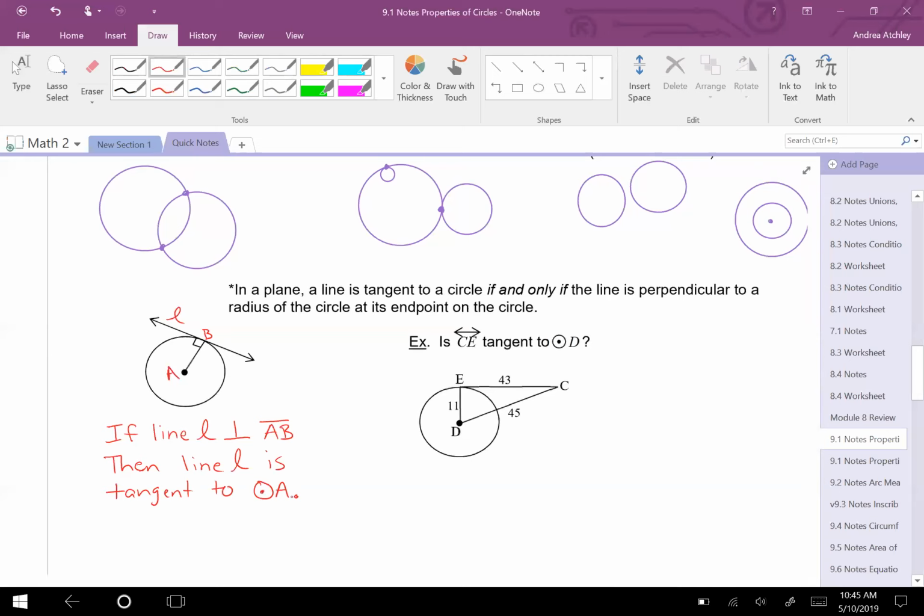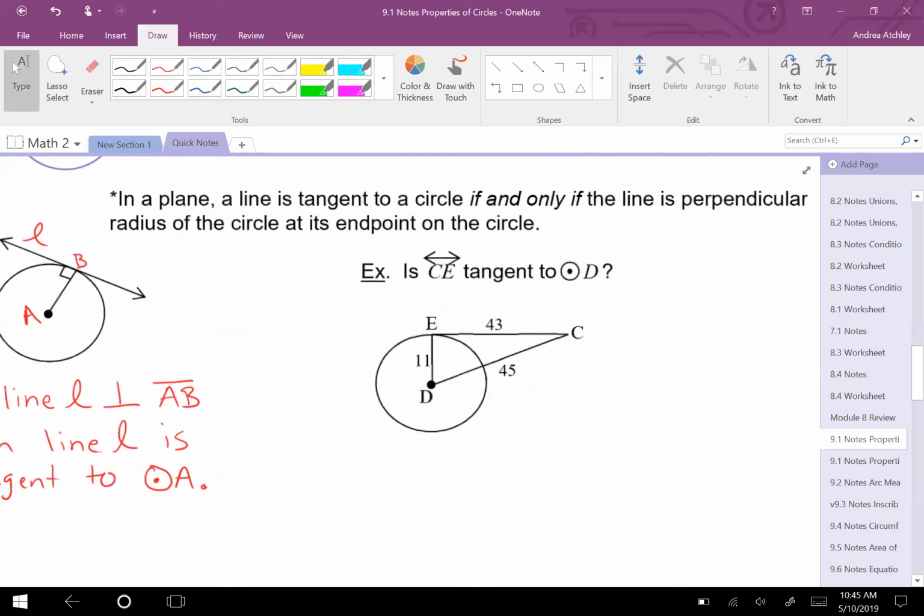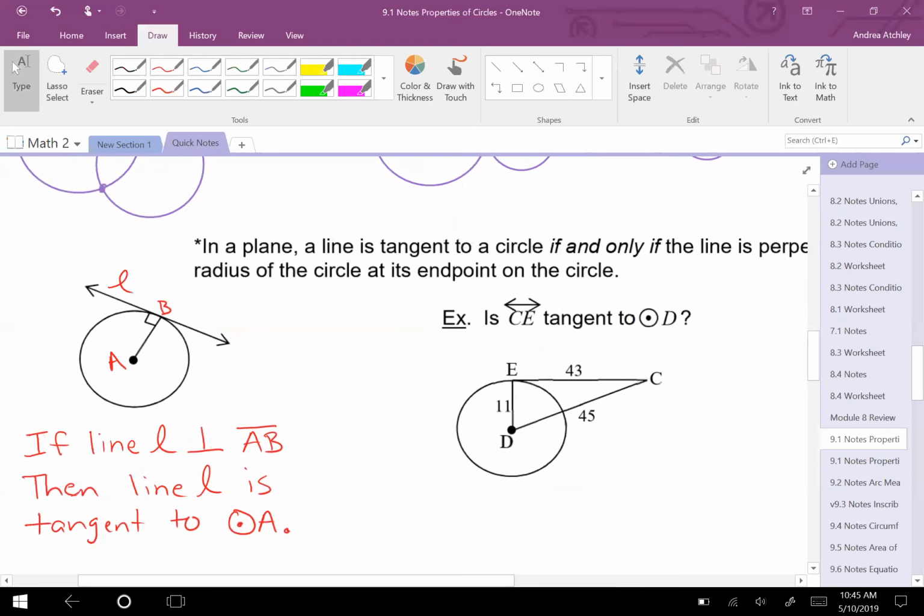You guys remember what perpendicular means? Right angle, okay? If you don't know that, you need to know that. Perpendicular equals 4 right angles. So when I try and prove something is perpendicular, I need to prove it's a right angle. That's how I can prove things are perpendicular.